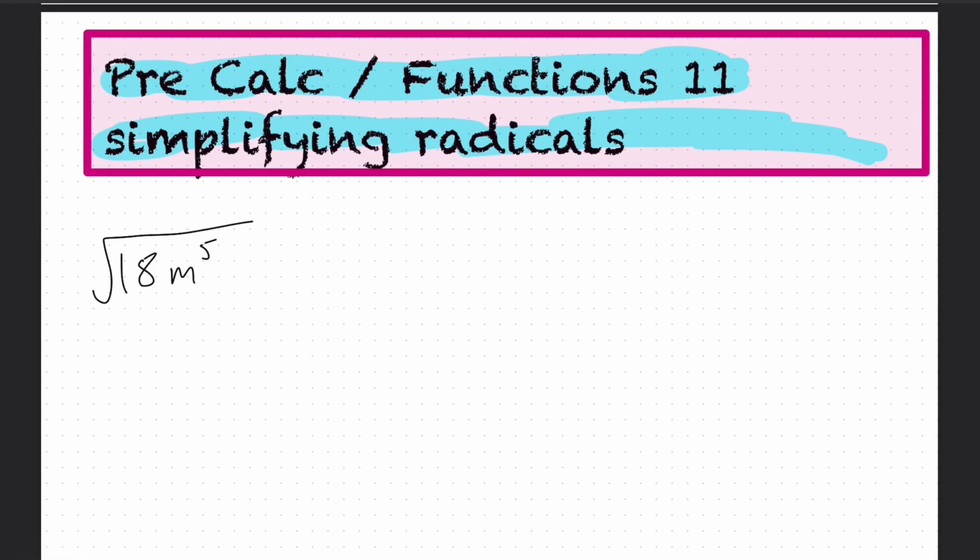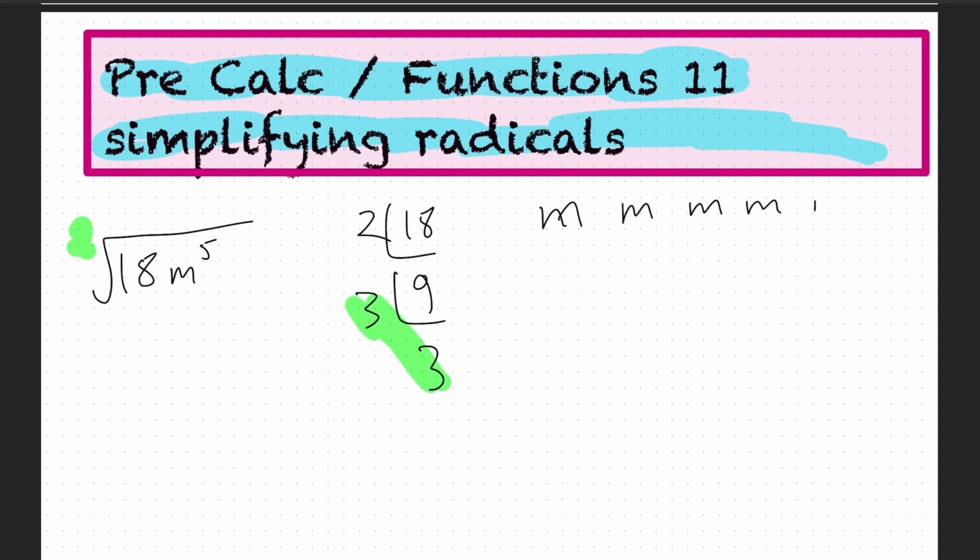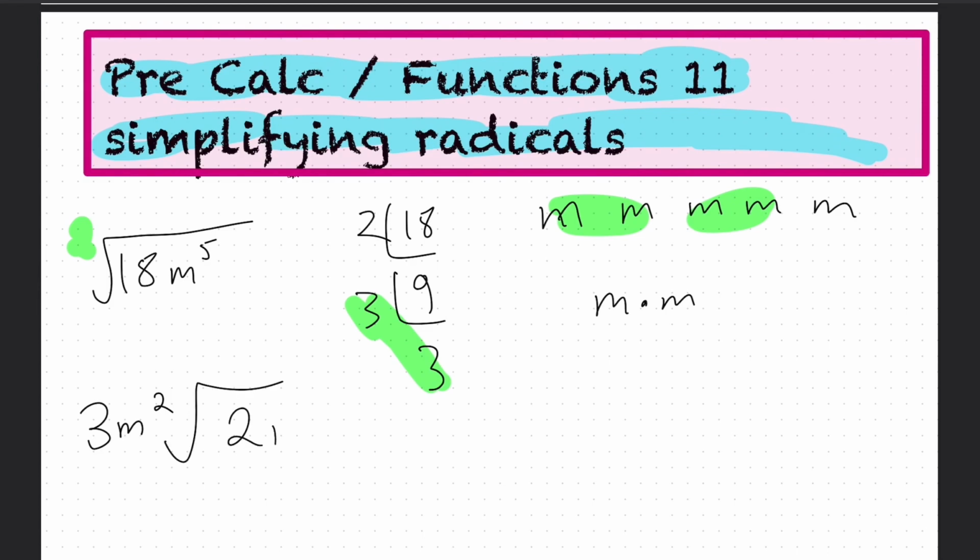This one, same idea. 18, 2, 9, 3, 3. Look for a group of 2 since it's a square root. And then m to the 5 is m times m times m times m times m. So then you can look for group of 2, group of 2. So m times m comes on the outside, and so does a 3. So it's like 3m squared. 2m on the inside. So that and this.